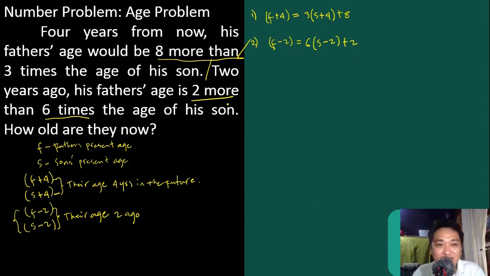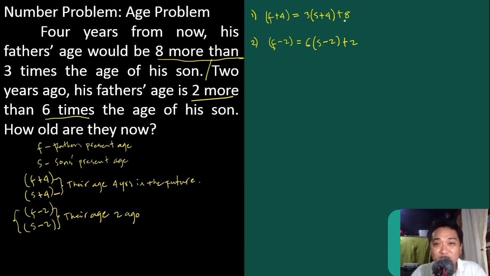Ayan. So, basahin uli natin, para ma-check natin kung tama ba yung descriptions natin. So, 2 years ago, ayan na po, f minus 2, s minus 2, their present age minus 2, 2 years ago, or 2 years in the past. Yun po yung ibig sabihin nun. His father's age is 2 more than 6 times the age of the son. So, again, 6 times the age of the son plus 2 is edad nung tatay. Yun ang ibig sabihin nun.